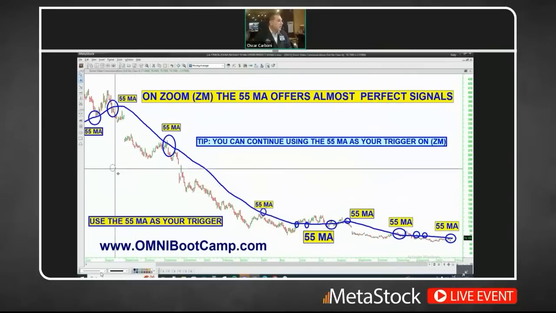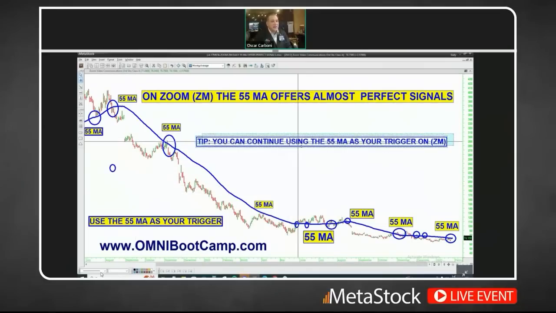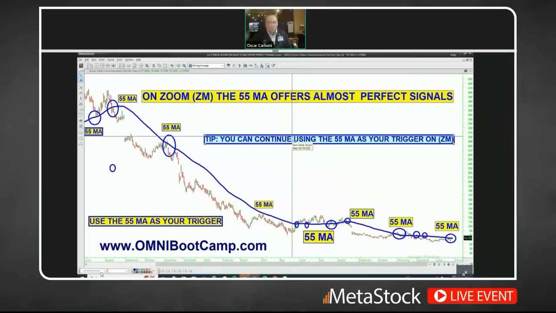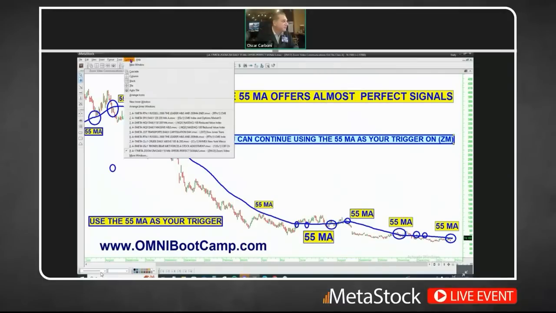So the only thing I can say about Zoom right now is the tip on this chart is you can continue using the 55 bar moving average. The 55 bar simple moving average is your trigger on Zoom. Keep using it. It was working months ago. It is still what Wall Street is using today. So if that helps you on Zoom, if you're a Zoom trader, that's what you should be using. And what else do we have?